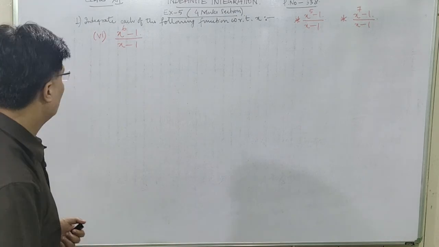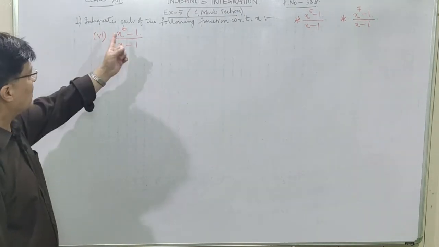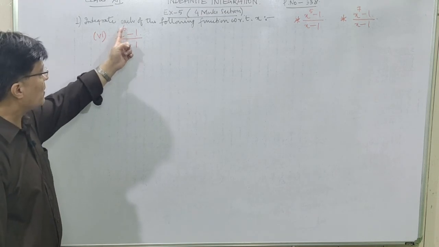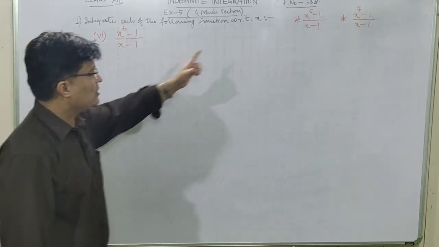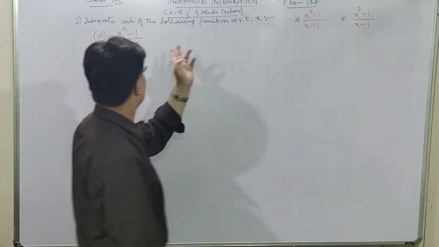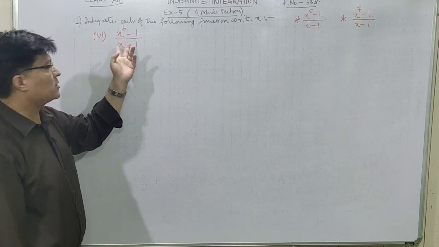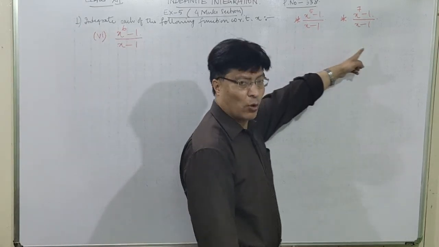So now we'll do the next question, that is question number 6. That is, you have to integrate this function x to the power 6 minus 1 divided by x minus 1. So similarly, these are your homework. You can do it at home. Okay. So we will do this integration here and you will do this too as homework.